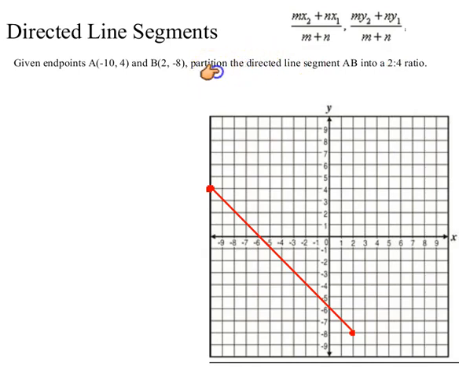They want us to partition this segment, and for time's sake, I went ahead and graphed this segment for us. I'm going to go ahead and write the name of the endpoints here, A and B. Okay, so when we have a 2:4 ratio, if I were to add 2 and 4, that would be 6. So what they want us to do is divide this particular line segment up into 6 equal pieces.